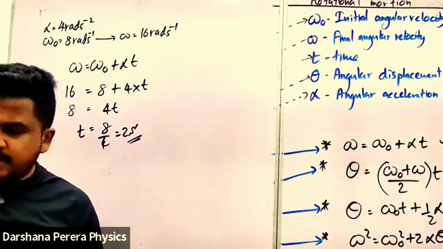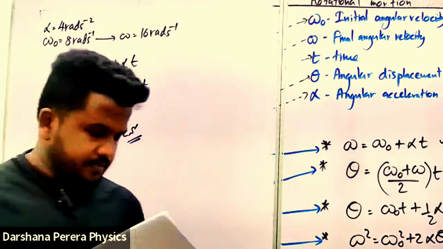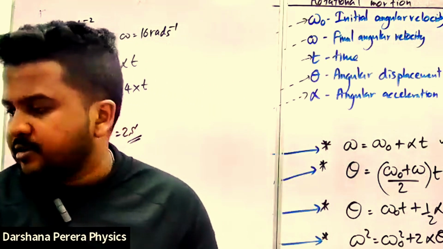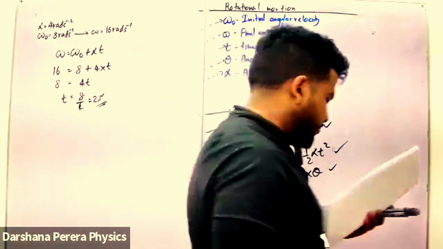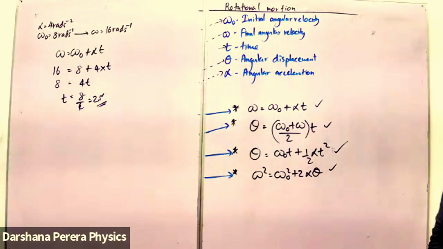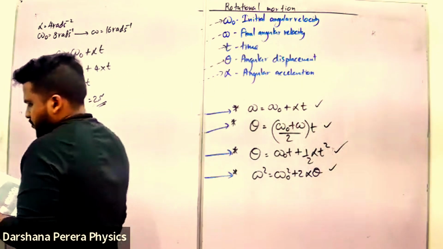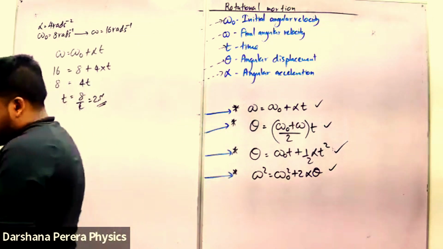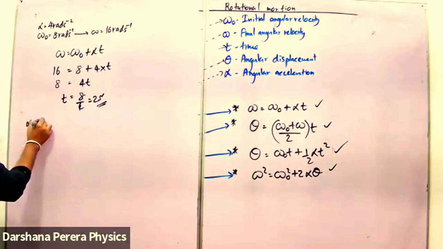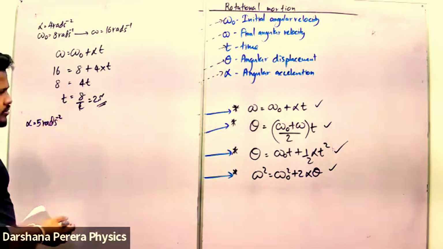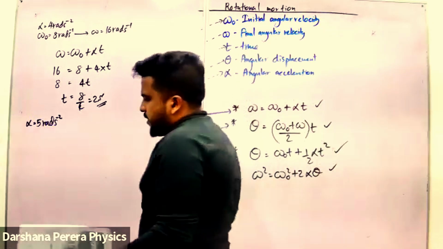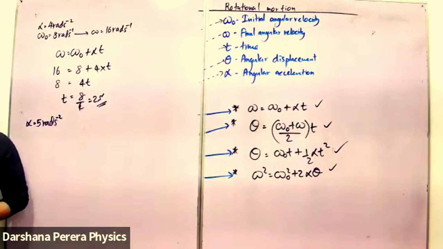Then write down another example. When an object starts its motion at rest and has angular acceleration alpha equals 5 rad s^-2, in 10 seconds.